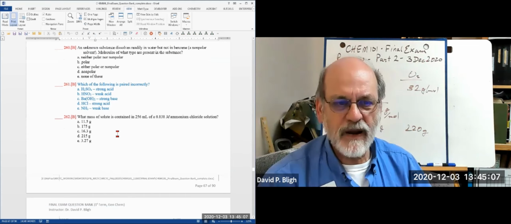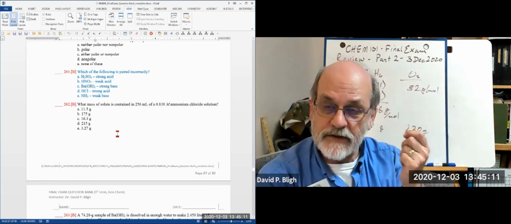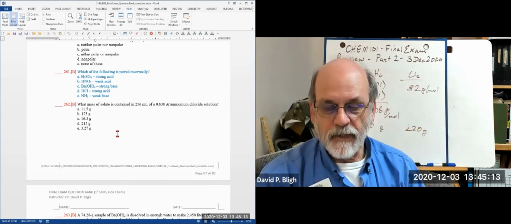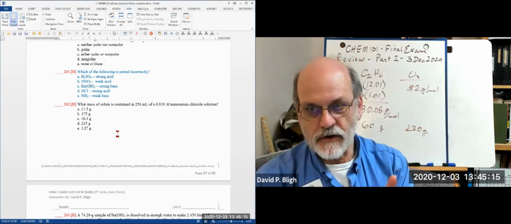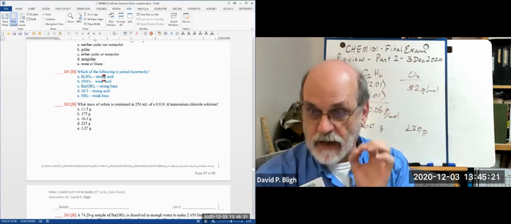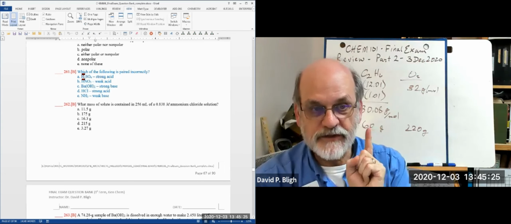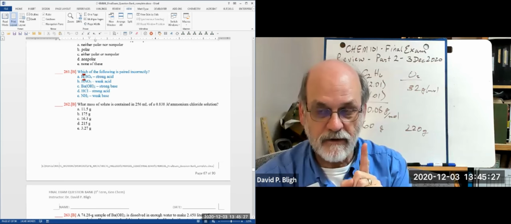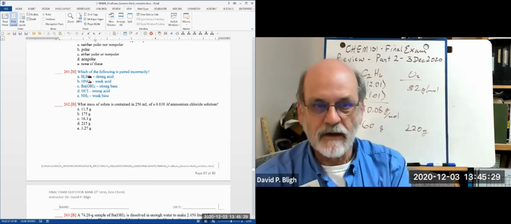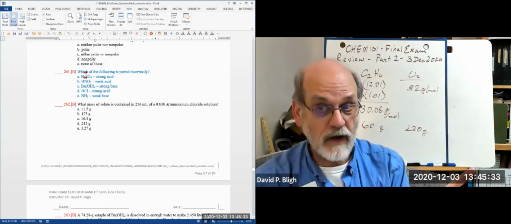Which of the following is paired incorrectly? Weak and strong acids. What does it take to be a strong acid? Complete dissociation. Right, so H2SO4 is a strong acid based on the dissociation of the first hydrogen. Remember, the second hydrogen makes it a weak acid after the first one leaves. But the first hydrogen will completely dissociate, which makes it a strong acid.